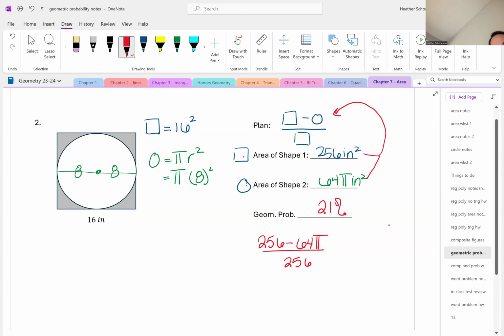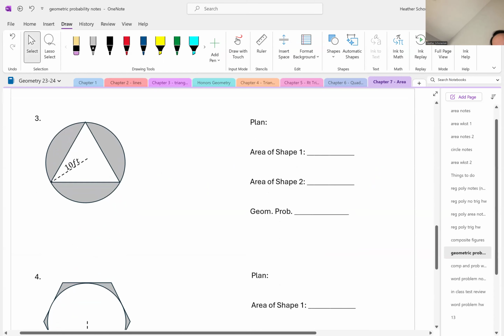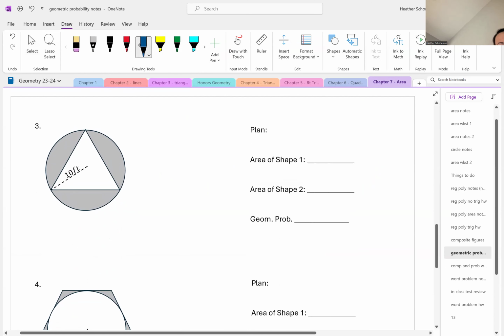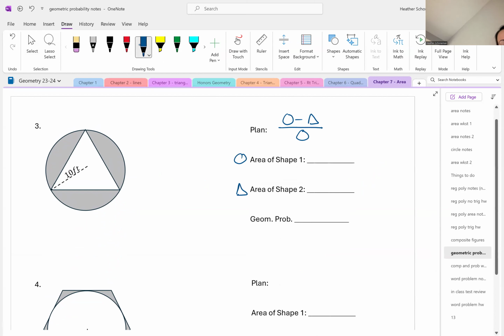All right, just a couple more. On this one, we first want to get the shaded area, the area we want. To get the shaded area, it's going to be circle minus triangle. We need to divide that by the total, and the total is a circle. So I'm going to find the area of the circle and the area of the triangle.